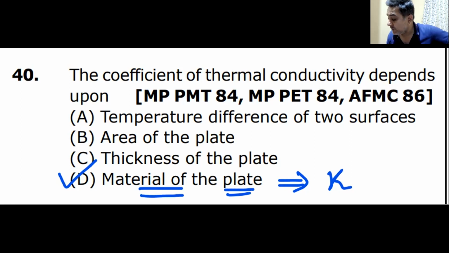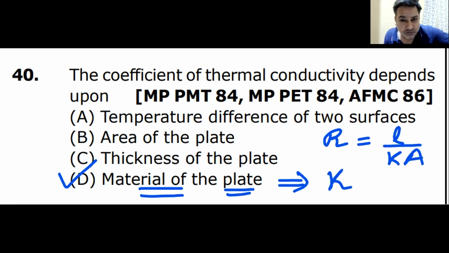If this question would have been on what all factors resistance depends on, the formula of resistance is L by KA. It is directly proportional to length, inversely proportional to area, and inversely proportional to thermal conductivity. Can I have some raised hands that tell me that we have understood this question? Yes or no? Great. Questions are pretty simple.